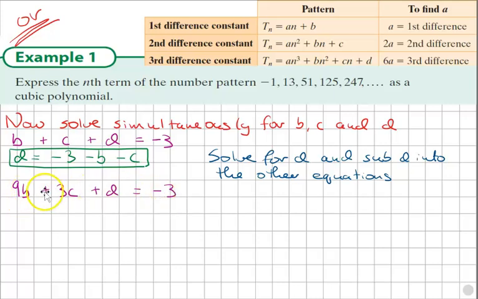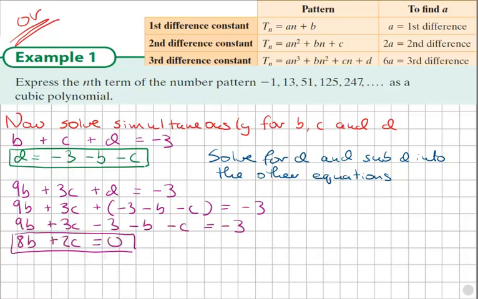So then I take the other equation, 9B plus 3C plus D is equal to minus 3. Again, I'm going to swap the D for a set of brackets. Again, really, really important that you use brackets here. Into the brackets, I put minus 3 minus B minus C. And I multiply out the brackets and simplify. And I end up with 8B plus 2C is equal to 0.